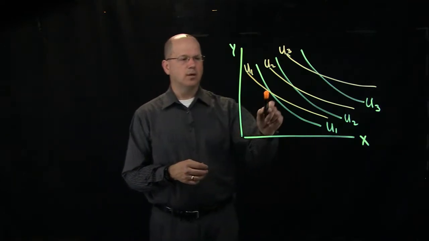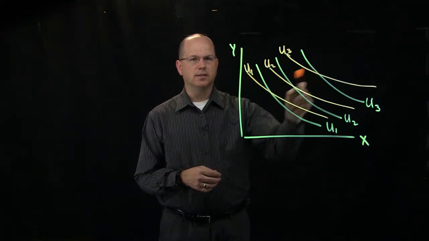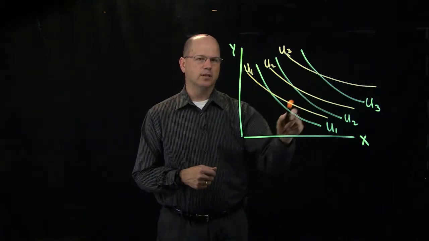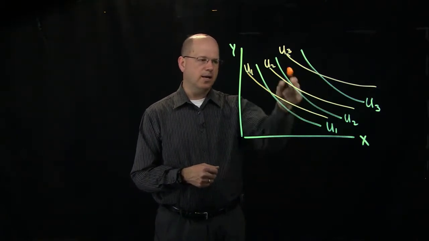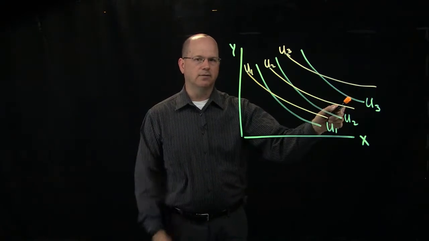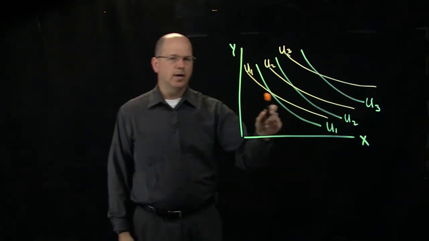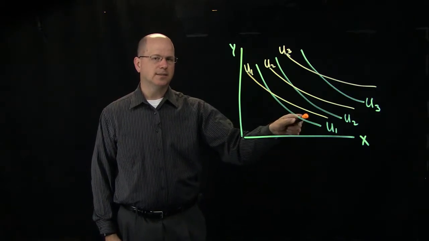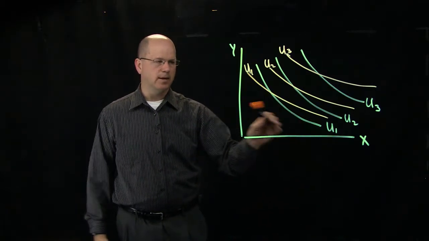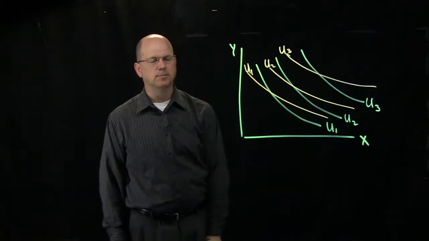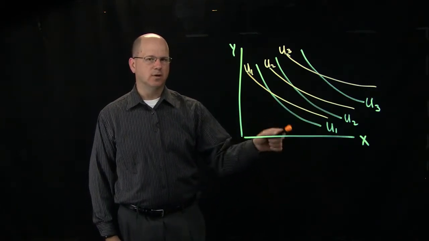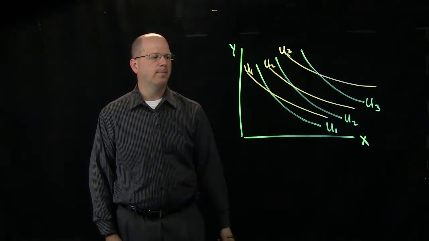So you'll notice that the orange indifference curves never cross the orange indifference curves, and the green indifference curves never cross the green indifference curves. So as long as each individual's preferences are consistent, they don't cross, increasing value, all the axioms of consumer preference. As long as each individual's indifference curves don't cross, we're okay.